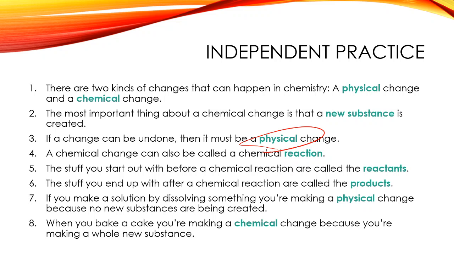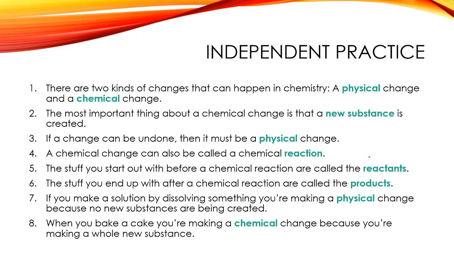Number 4, a chemical change can also be called a chemical reaction. That's just another name for a chemical change, it's a reaction. Number 5, the stuff you start out with before a chemical reaction are called the reactants. That's that term that we just learned. Number 6, the stuff you end up with after a chemical reaction are called the products. You start with the reactants, you end with the products.